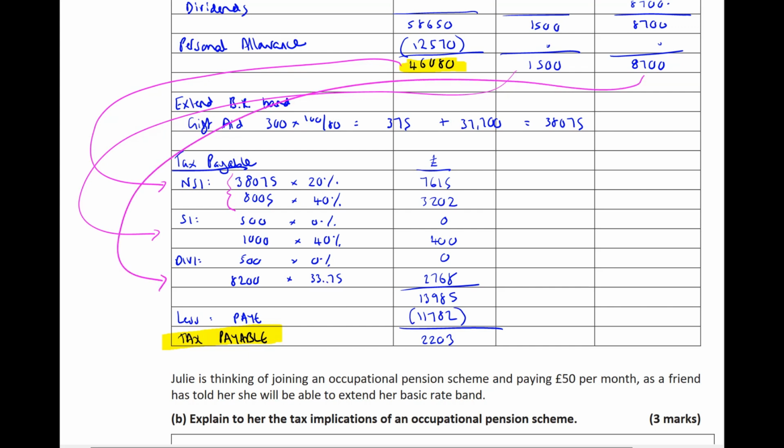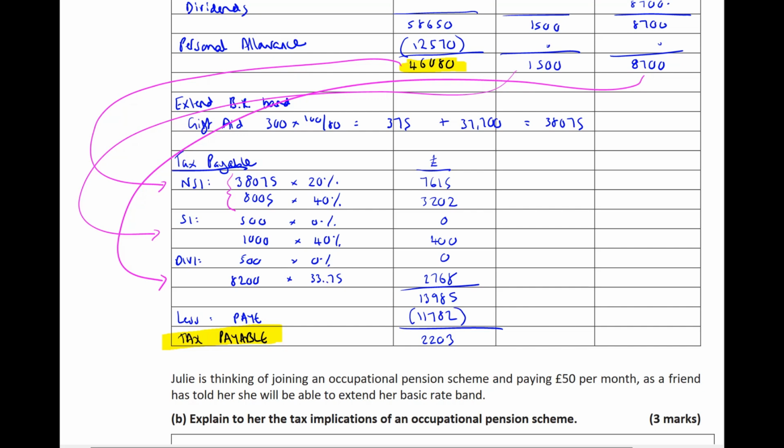Of course, I wouldn't be showing those arrows in the exam, but I hope that you can see by popping them onto here that I am taxing all of the income as it arises. Okay, so that's the first part of this question, the numbers part.